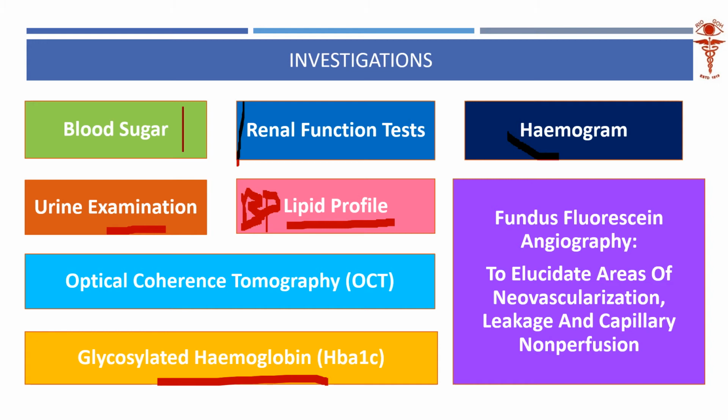That should be less than 7. And that will be a clear indicator of whether, over the 3-month period on an average, the patient has fared well with diabetic control or not. It can be assessed with HbA1c. The next important investigation is fundus fluorescein angiography. You inject fluorescein, and with that fluorescein, you check the patient.